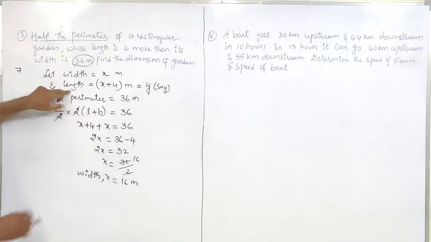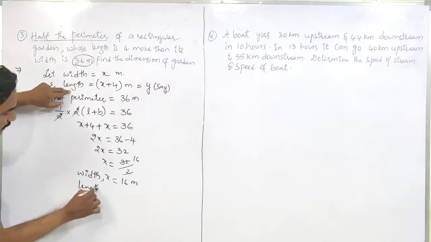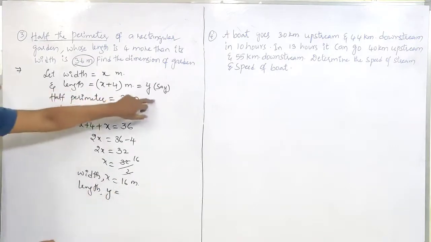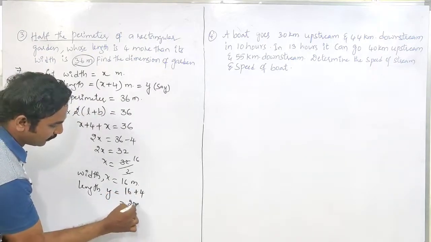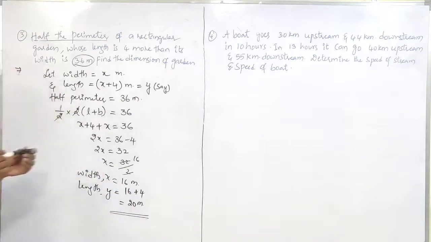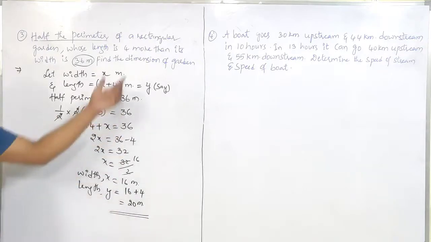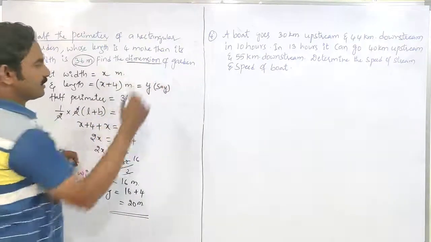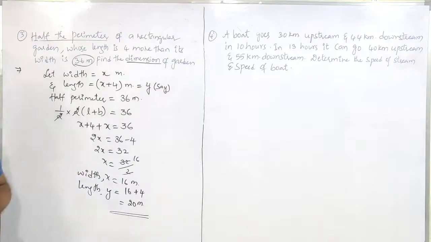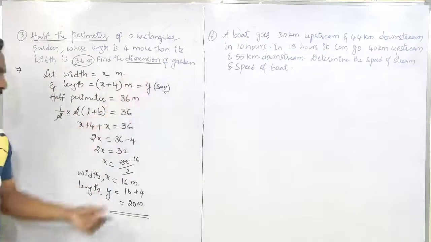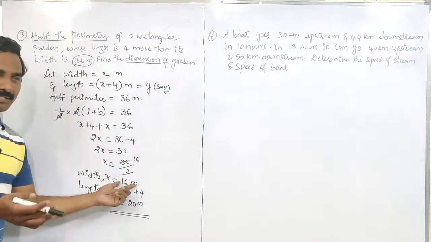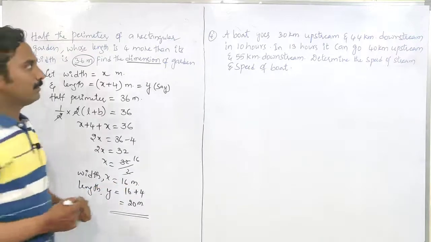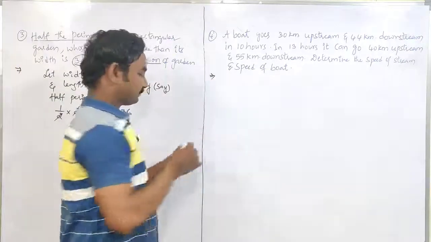Now we need to find out the length. Length y is equal to x plus 4, 16 plus 4, which is equal to 20 meters. So width is 16 meters and length is 20 meters. Those are the dimensions. Length and breadth of a rectangle are called the dimensions of a rectangular garden. So dimensions are length 20 and breadth or width 16 meters.